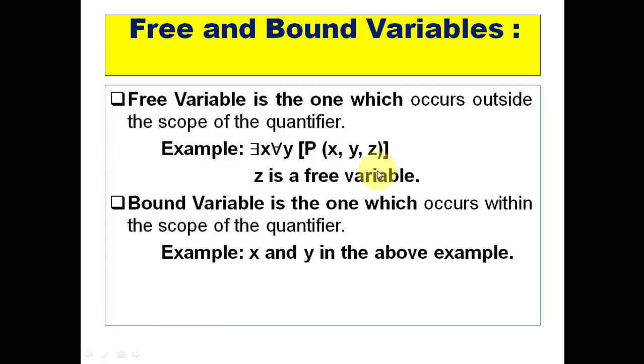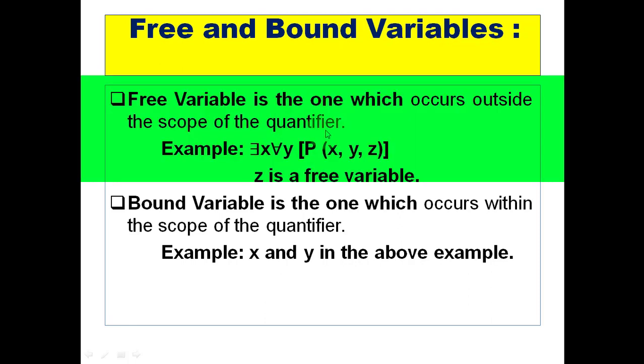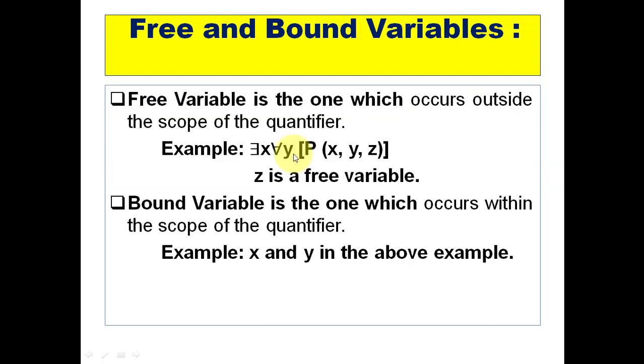Okay. Then free and bound variables. What are they? A free variable is the one which occurs outside the scope of the quantifier, meaning for which the quantifier is not attached. Like this one, there exists X for all Y, P of X, Y, Z, where P stands for predicate. X, Y, Z are the terms here, but look at this predicate carefully and look at the quantifier carefully. Is Z bound by this quantifier? No. So that is a free variable.